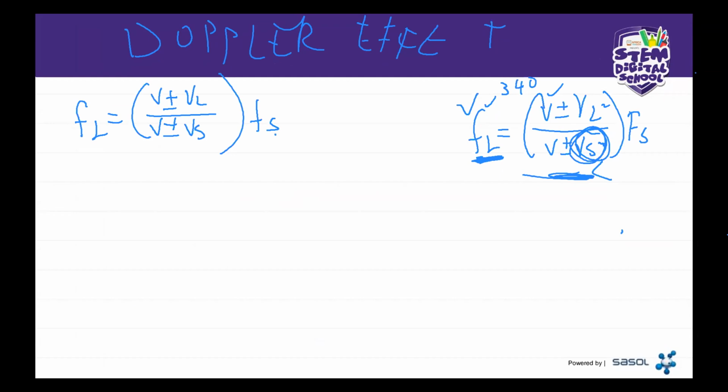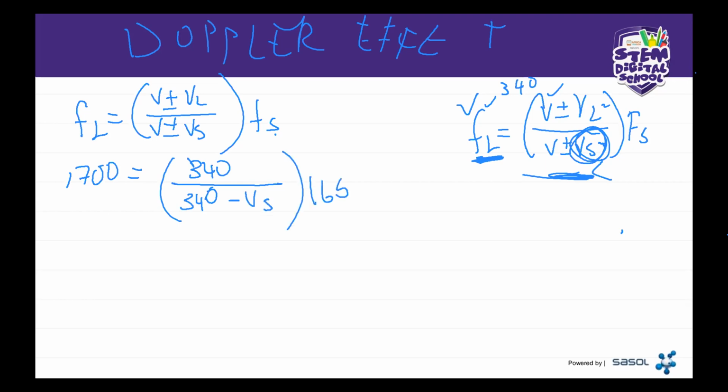And you already have substitution here. We've already calculated this as 1,700. And this is going to be 340. That's going to be 0, so it doesn't matter. So this is going to be 340. But this one is going to be a minus. Remember from theory, guys, grade 12s, do not forget on theory, when the source approaches the listener, it becomes a negative. When it's moving away from the listener, it becomes positive. So here, our Vs is going to be a minus there. And then our frequency is 1,650.